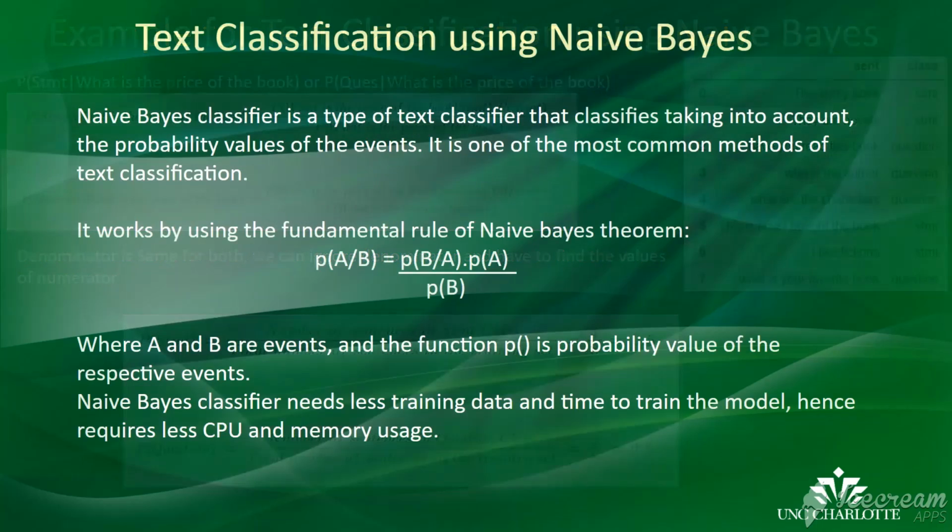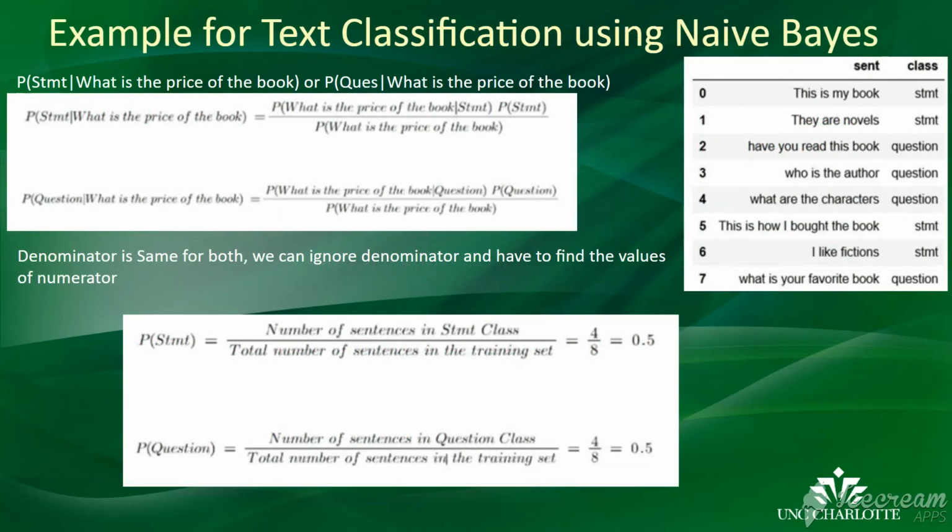Bayes theorem is given here. We need to find the probability of class question given the new sentence and the probability of class statement given the new sentence. Here we need to find out which class has the bigger probability for the new sentence. That is, we need to find out which of the below is bigger: the probability of statement given what is the price of the book, or the probability of question given what is the price of the book. For example, it can be taken as the probability of what is the price of the book given statement, multiplied by the probability of statement, divided by the probability of what is the price of the book. Since the denominator for both equations is the same, we can ignore the denominator and only find the values of the numerator.